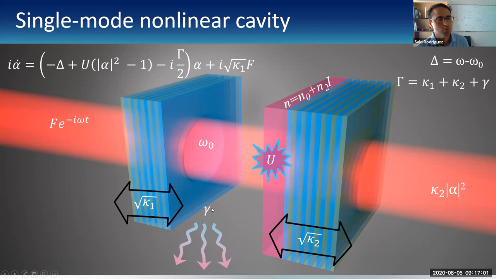And then I say that this cavity is driven by a coherent field of amplitude F through the first port, and that's why you have this term here. The output of this cavity is the transmission, which is proportional to the intensity of the light in the cavity, alpha squared, in this case times the output rate.